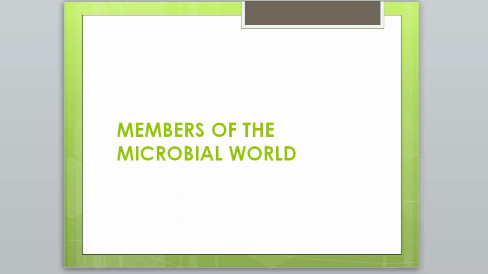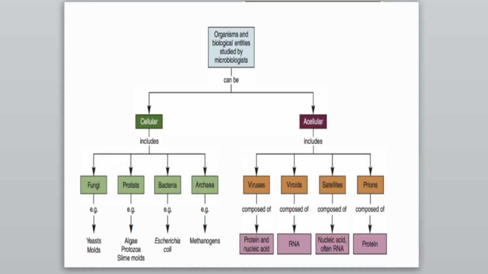Now the members of the microbial world. So what are the organisms the microbiologists have to study? The biological entities studied by microbiologists are classified as cellular organisms and acellular organisms. The cellular organisms include the fungi, the protists, the bacteria, and the archaea. And the acellular organisms include viruses, viroids, satellites, prions.